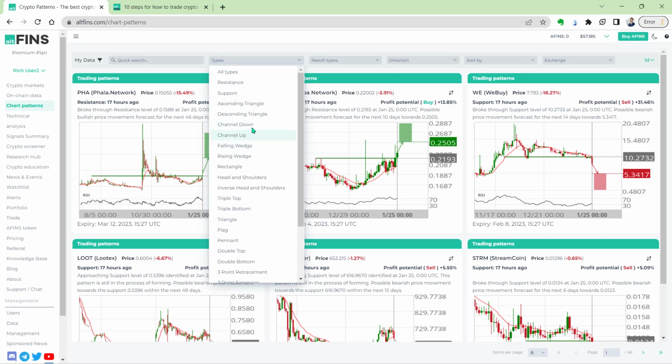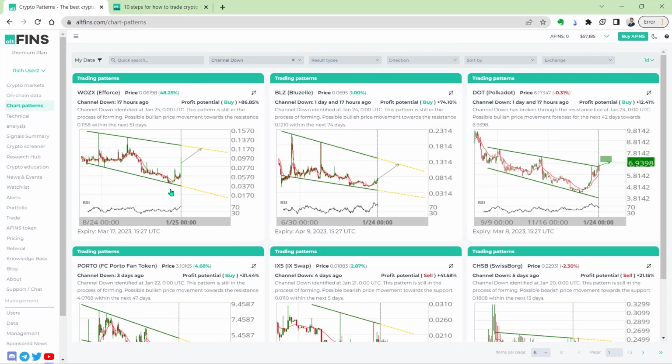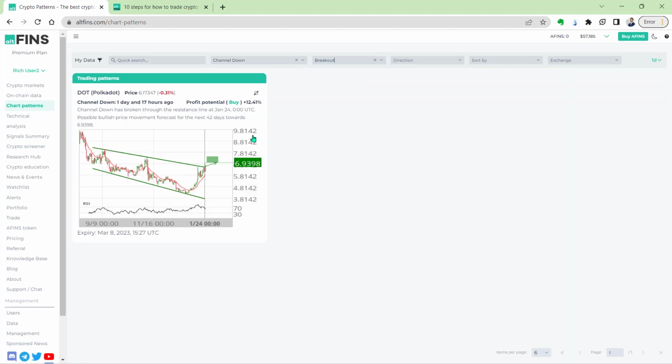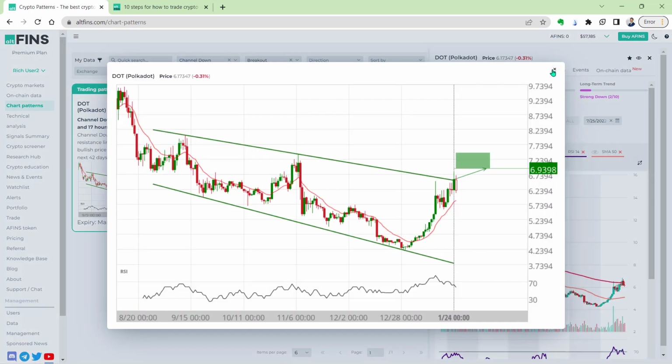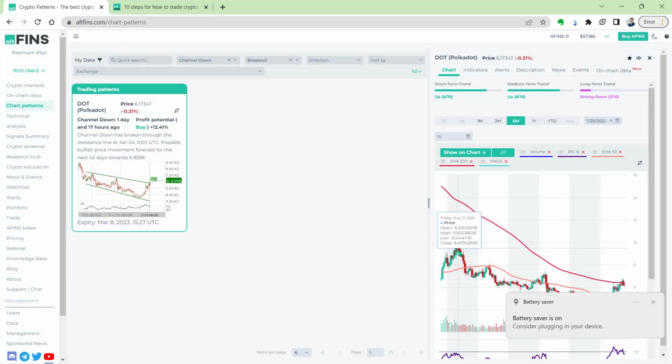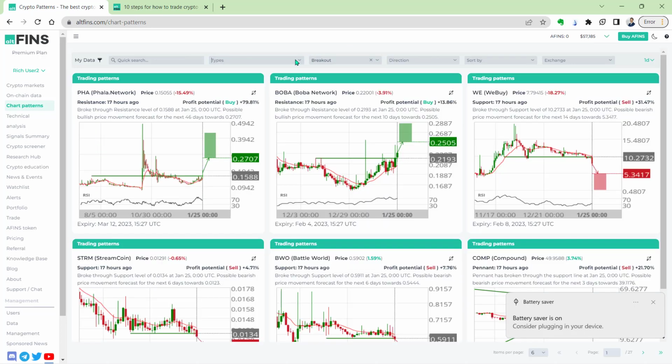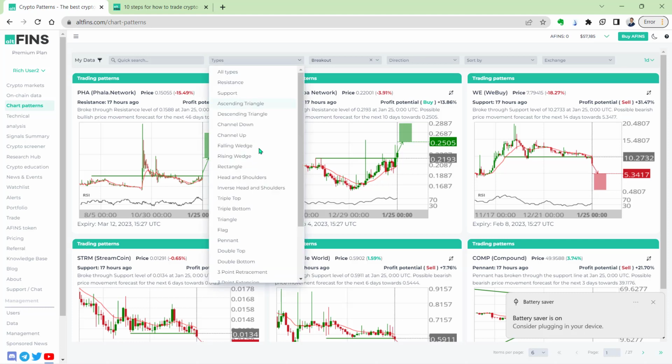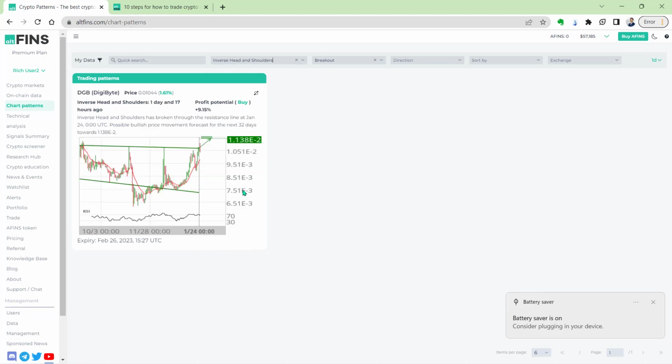And again, let's check out if there's anything on the channel down. That's one of my favorites. So these are very good chart patterns, but particularly if there's any breakouts. Let's see if there's any breakouts here. Okay, here's one, polka dot. So there's a potential upside here of about 12% right now. As far as that inverse head and shoulders, the profit potential there was right now about 9%.